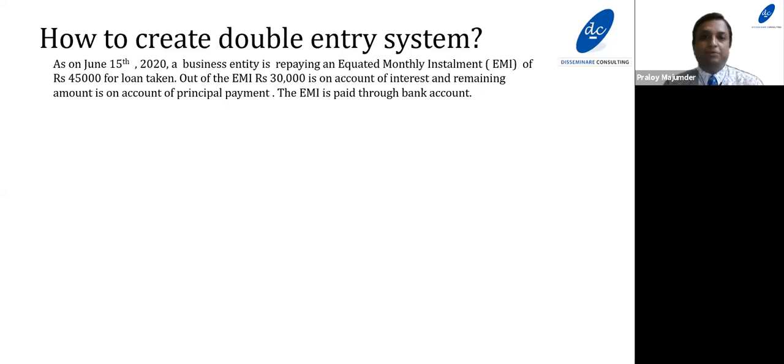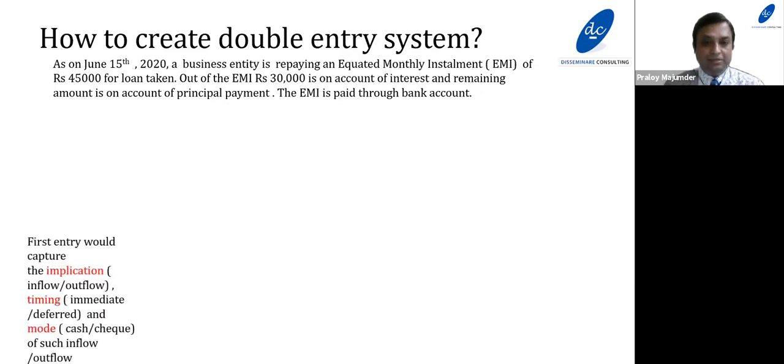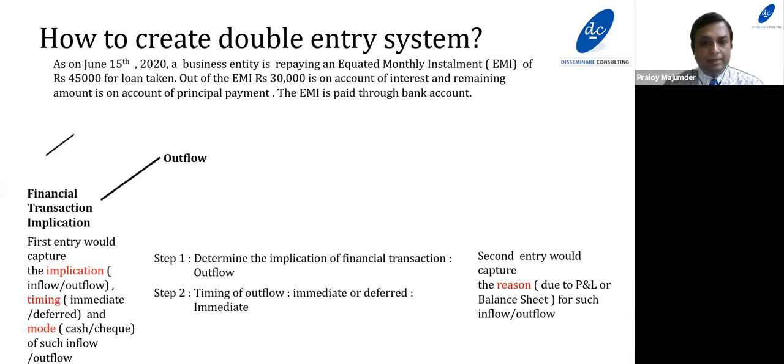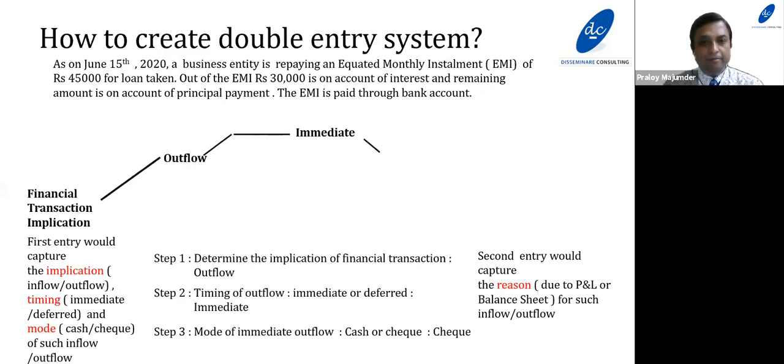How can we capture this? How can we convert this financial transaction, which is an outflow, into accounting entries? First, outflow, immediate, in the form of a check. So the first entry would be credit balance sheet, asset, current assets, bank. Now the second entry has got two components.